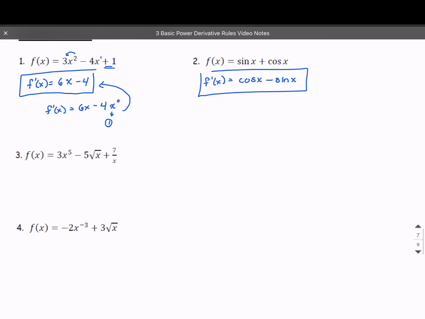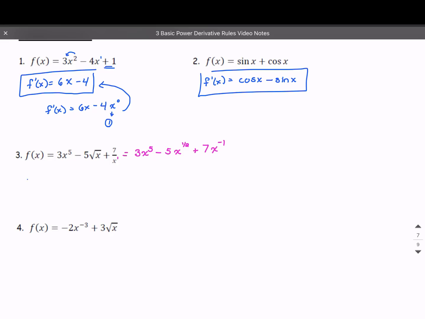Now we get to number 3. My strong suggestion on number 3 is you need to rewrite the function before you take the derivative. So if you look at this, we have 3x to the 5th minus 5, but the square root of x is x to the 1/2 plus, now 7 over x is 7 times x to what exponent? It was over x to the first. What told us to put it in the denominator? A negative. So it's 7x to the negative 1.